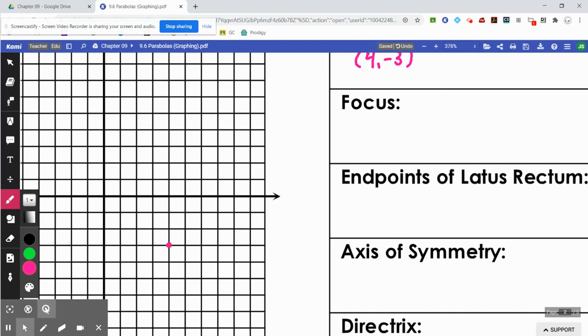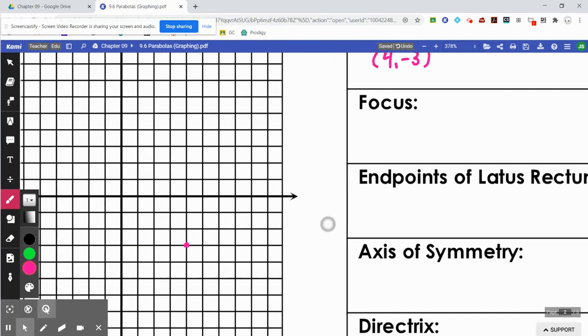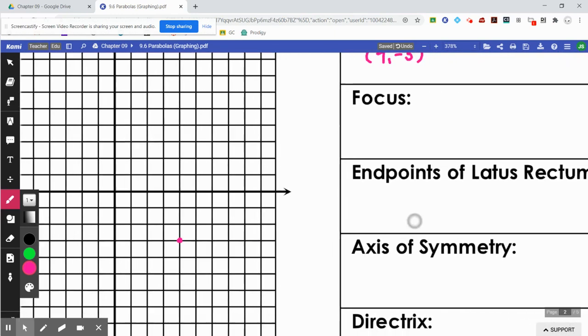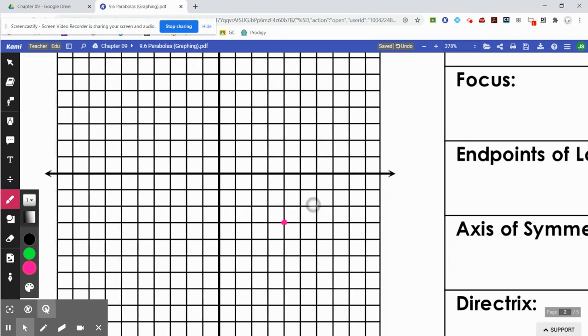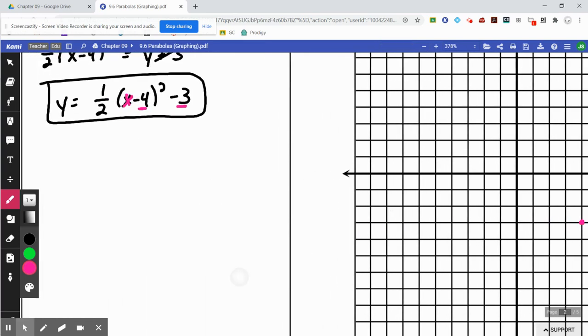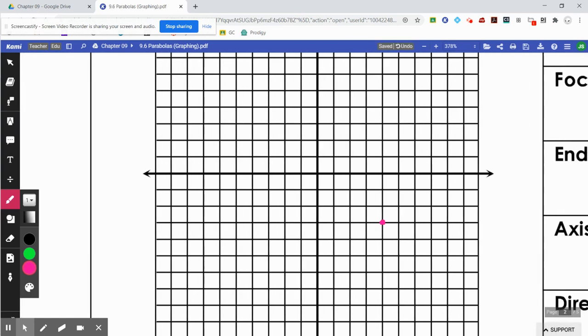Now next up, I like to find the focus and directrix. And the way we're going to find that, well, we could actually find the axis of symmetry first because that's fairly easy. The axis of symmetry, since this is a vertical parabola, and how do I know it's vertical? Because it's x squared. Anytime it's x squared, it's vertical. If it's y squared, it's going to be horizontal.